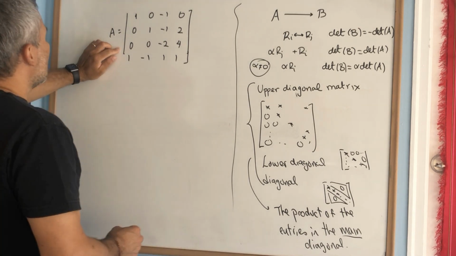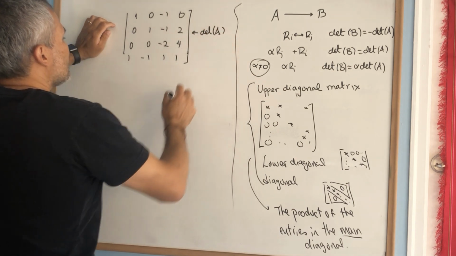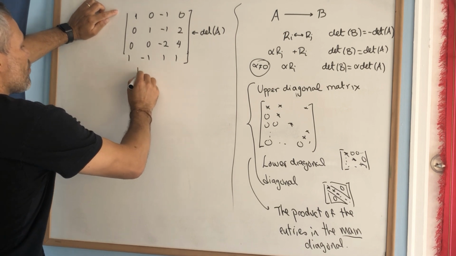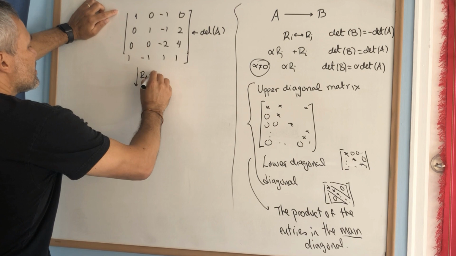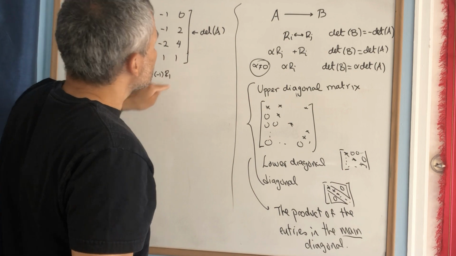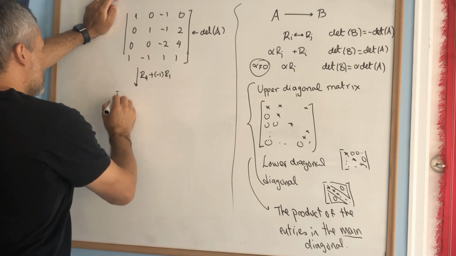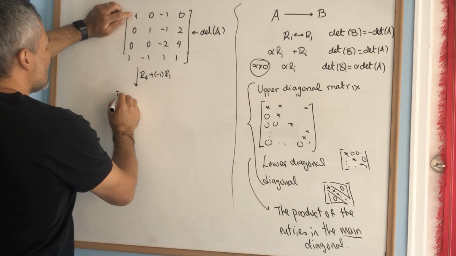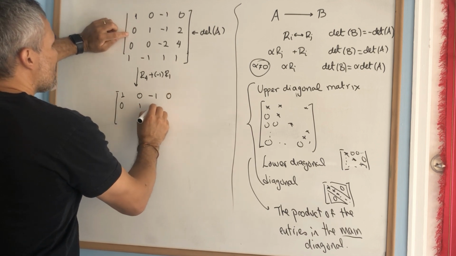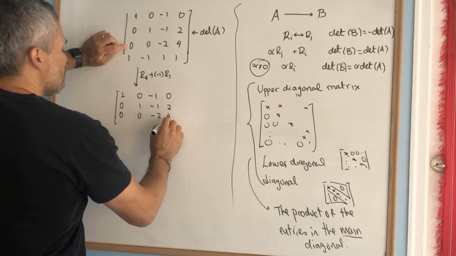Let's suppose that we assign this the determinant of A. And then let's do some changes. Let's put a 0 here. To do that, we need to change row 4 by adding -1 times row 1. But we know that this change doesn't change the determinant. Then we're going to get a matrix that has the same determinant. And let's see what matrix I get. I get 1, 0, -1, 0, 0, 1, -1, 2, 0, 0, -2, 4.